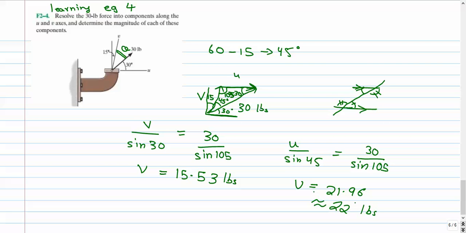So this is how you do questions in which they ask you to find components and they give you a set of axes that are not perpendicular to each other. Draw the vector triangle. Overall, the method is very simple. Just do a bit of practice and you'll get it in no time.